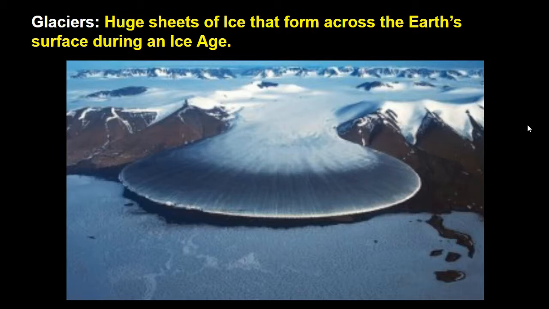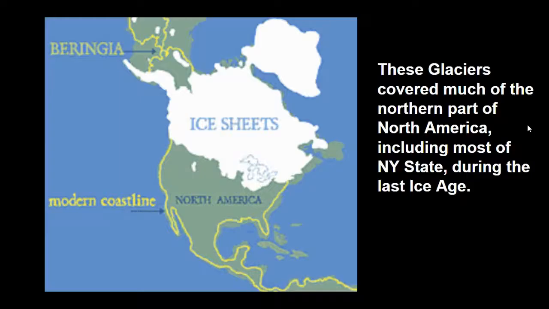So glaciers were really moving things. They moved incredibly slow, just a few inches a year. But as they moved across the Earth's surface, they crushed everything that was beneath it. And most of the northern part of North America was covered by these huge sheets of ice during the last ice age, including New York State.